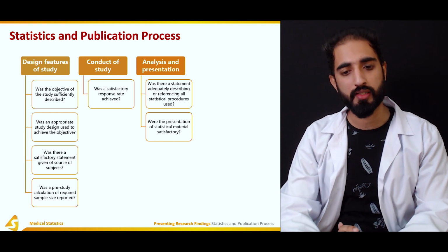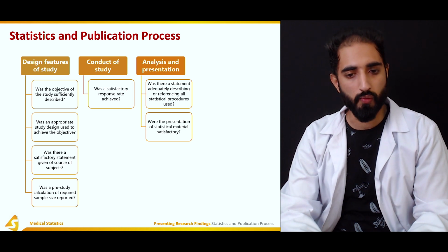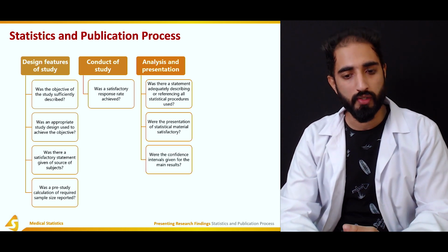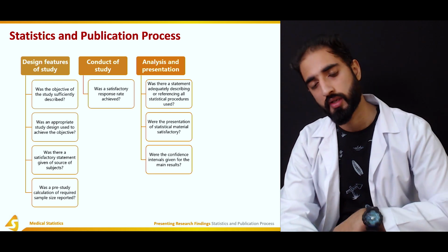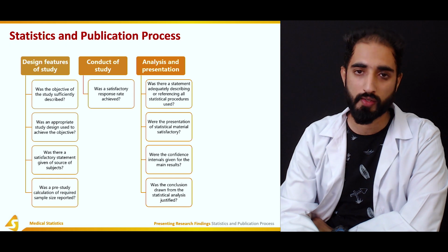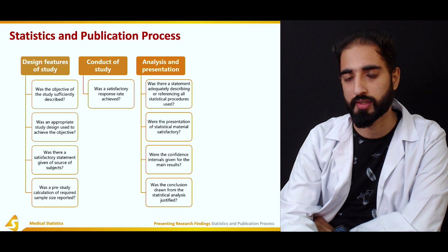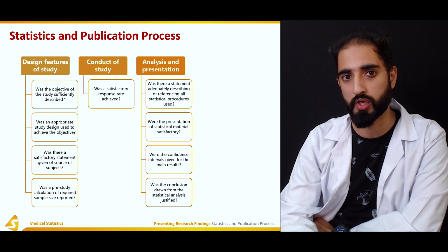Was the presentation of statistical material satisfactory? If that is not the case, it can also be a reason for rejection. Were confidence intervals given for the main results? Was the conclusion drawn from the statistical analysis justified, or was it not in accordance with the findings of the study, and was it vague or misleading?